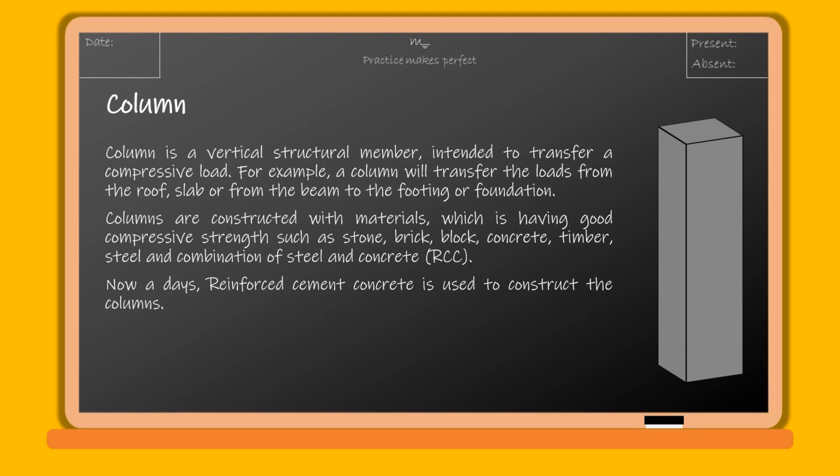Column is a vertical structural member, intended to transfer a compressive load. For example, a column will transfer the loads from the roof, slab or from the beam to the footing or foundation. Columns are constructed with materials having good compressive strength such as stone, brick, block, concrete, timber, steel and a combination of steel and concrete.